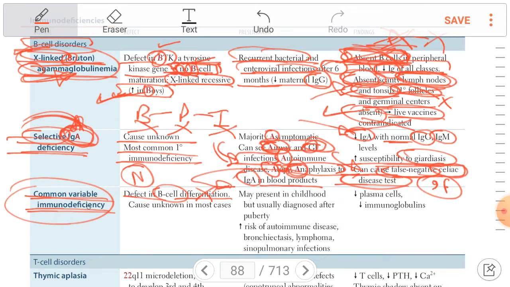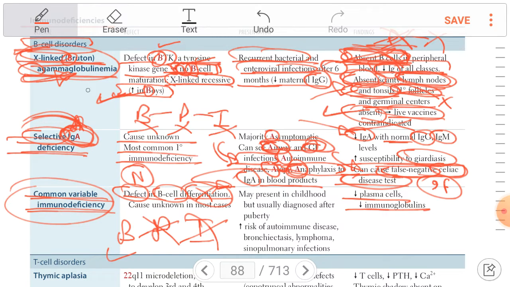But in common variable immunodeficiency, the B cell differentiates into plasma cells, and then plasma cells give immunoglobulin. Here the B cell count is normal, but the defect is in differentiation, so there is decreased plasma cells and decreased immunoglobulin. In X-linked agammaglobulinemia, no B cells, no plasma cells, no immunoglobulin. In common variable immunodeficiency, normal count of B cells, but no plasma cells, no immunoglobulin.